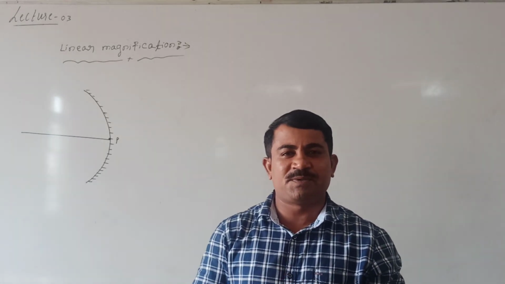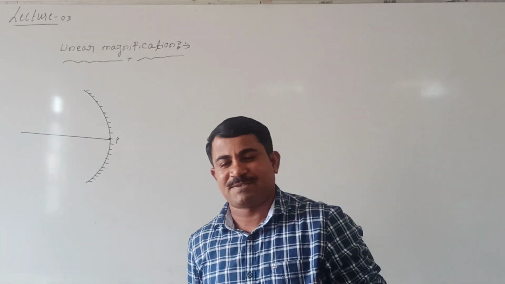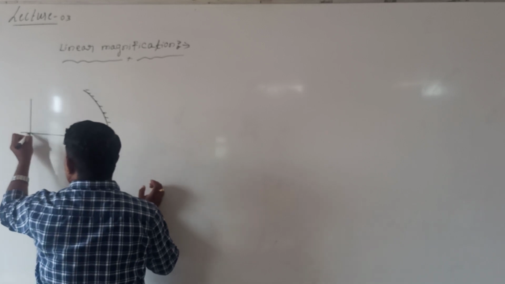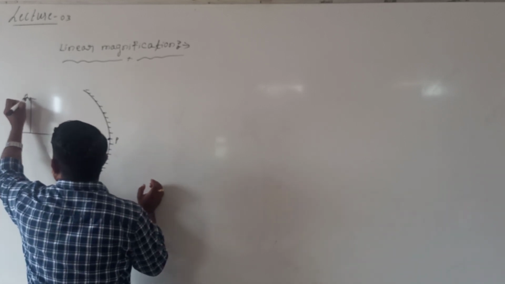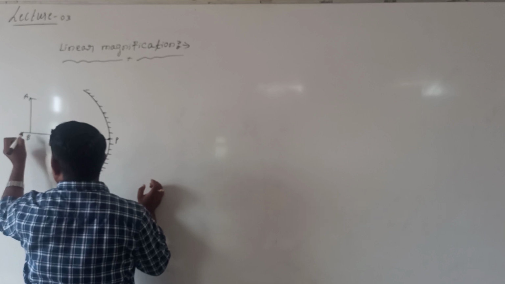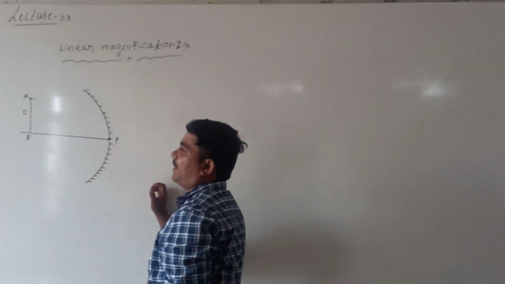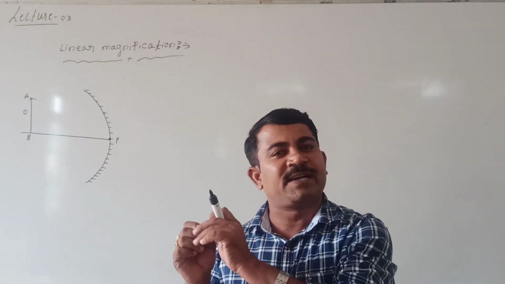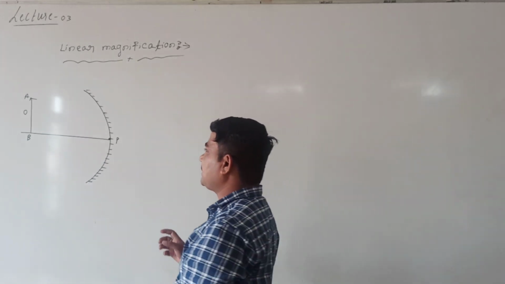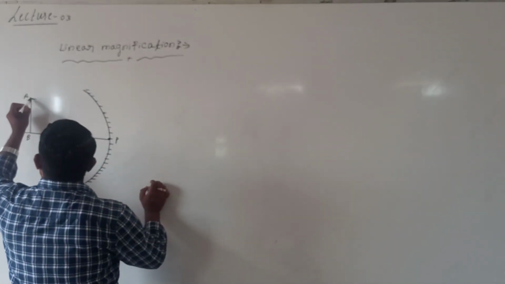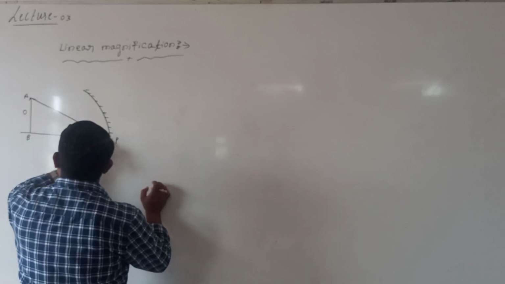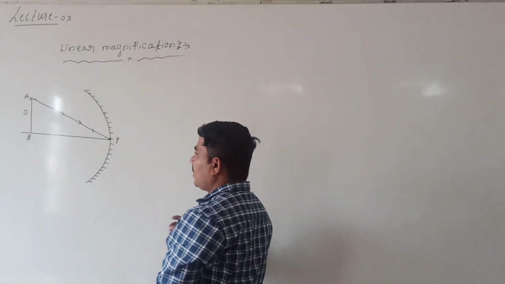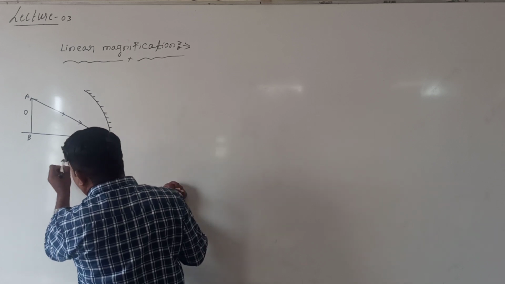Now in front of the mirror, let us consider an object of some height. Let us take this object as AB. AB represents the height of the object, which can be represented by O. Now from this object let us consider a ray of light incident at the pole in this direction and reflected in this direction.